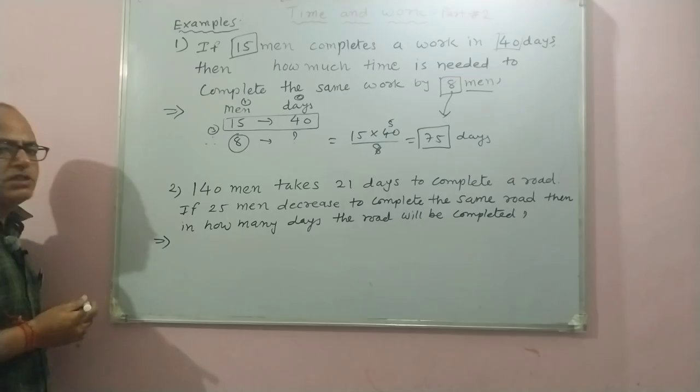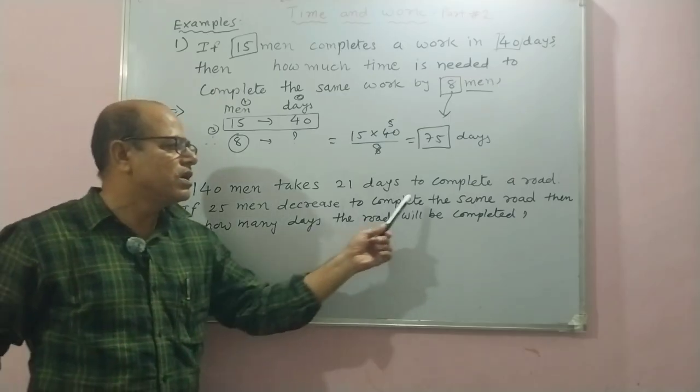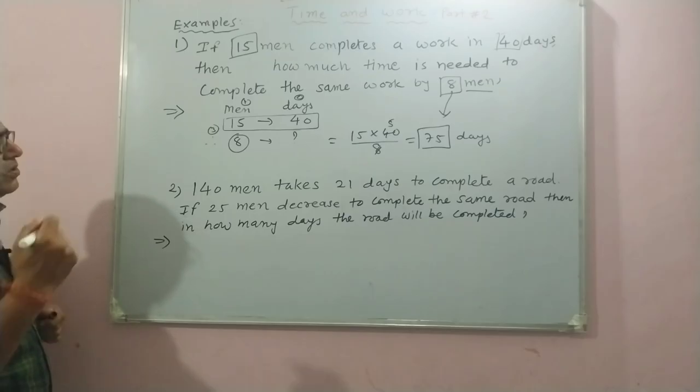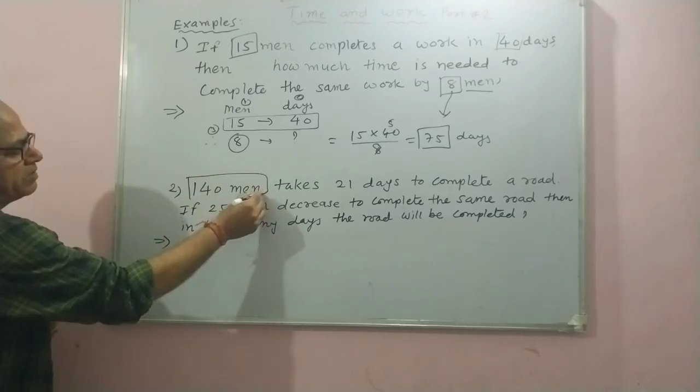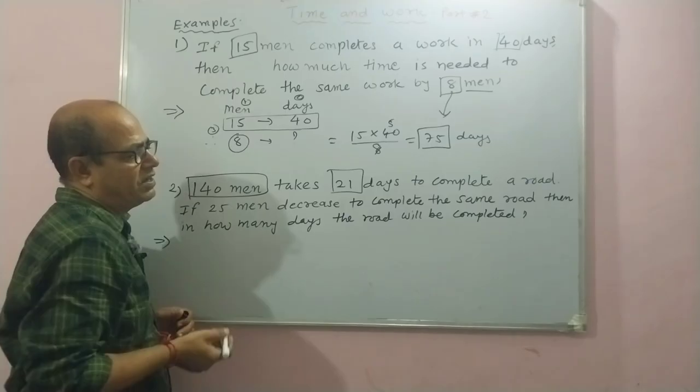Now one more question is there. 140 men take 21 days to complete a road. So how many laborers do we have? 140, and they complete it in 21 days.